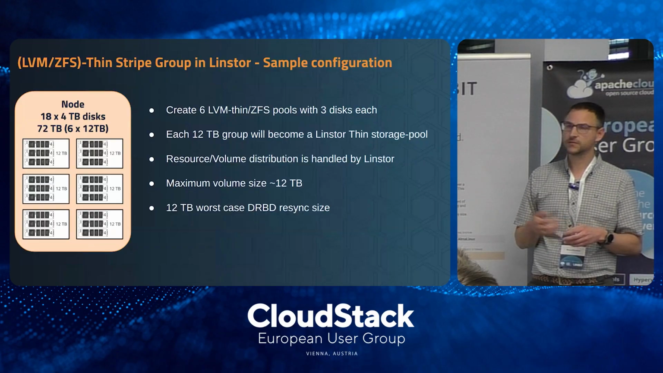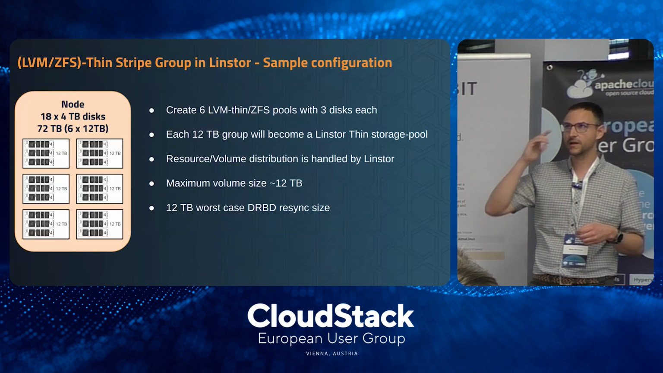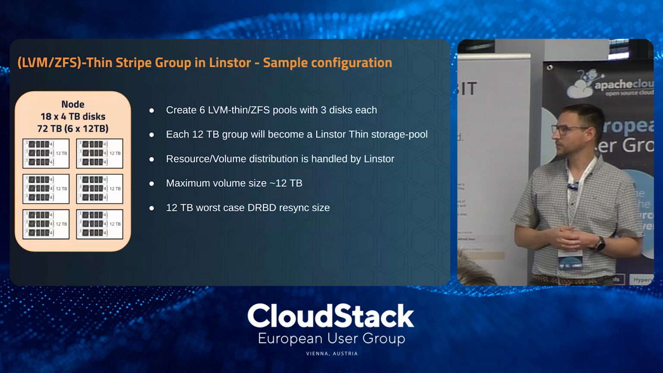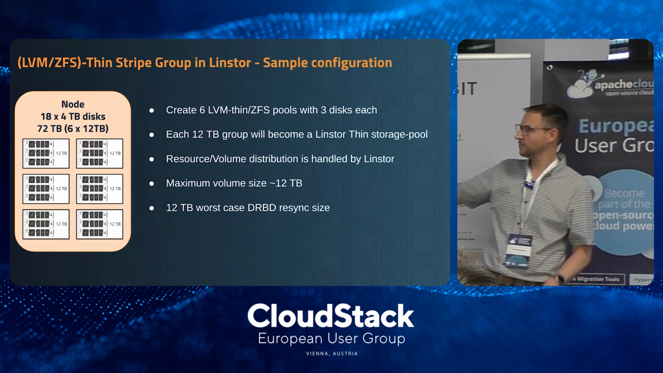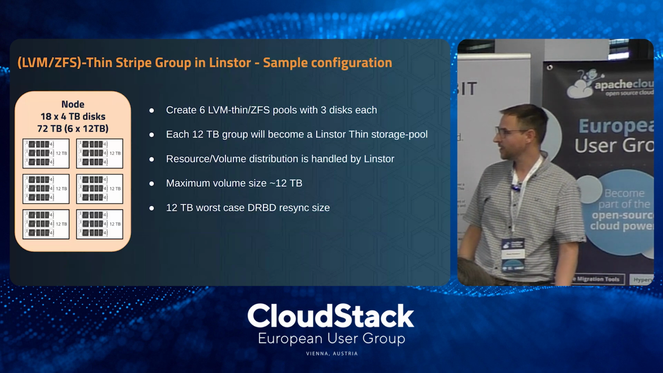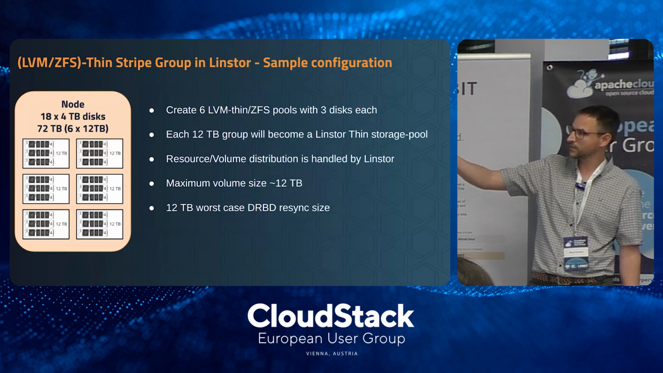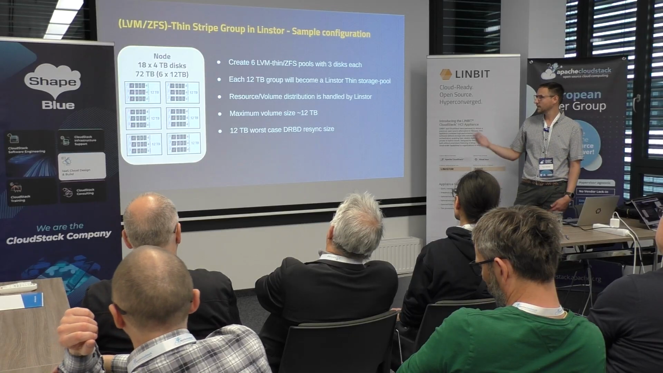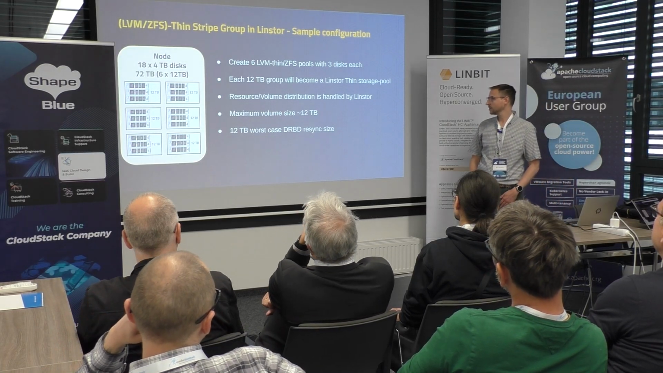So the default policy would be that it uses the one with the least allocated space, and LINSTOR does this all for you. And then you have a maximum volume size of the pool, so that would be 12 terabytes. And in the worst case, if one of those disks breaks, if this full pool fails, you would have a 12 terabyte DRBD resync.